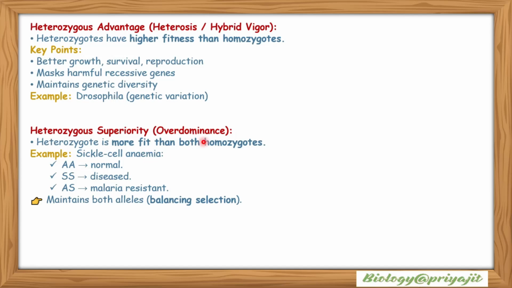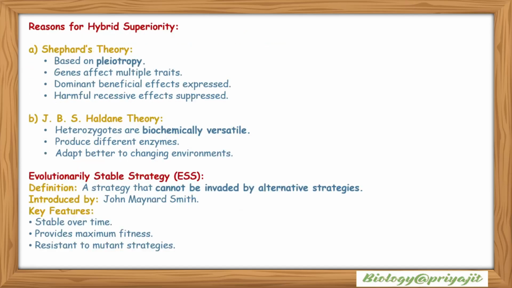Heterozygous superiority, or overdominance: the heterozygote is more fit than both homozygotes. Examples include sickle-cell anemia. Capital A is normal, small s is diseased, and capital S is malaria resistant. It maintains both alleles and it occurs in balancing selection.